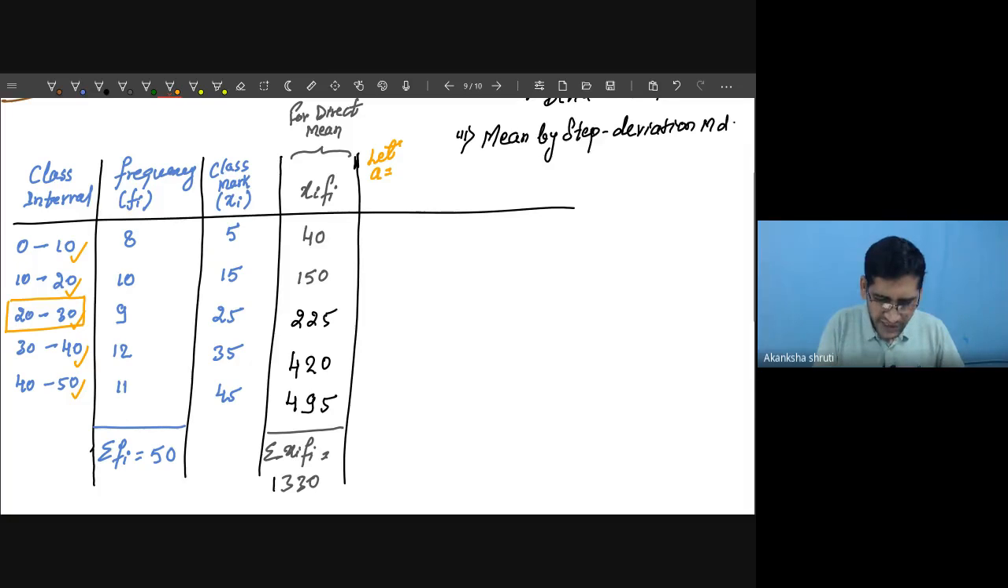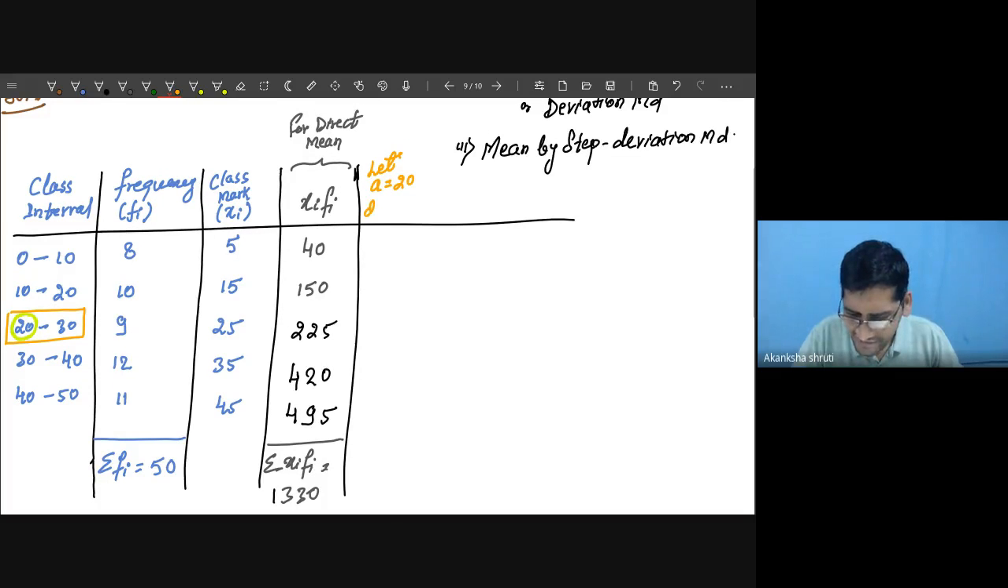Out of this 20 to 30, which number should be taken? You are free to choose either 20 or 30, but it is always advised to take this 20. Okay? So choose this 20. So first allocate the central class interval. In that, take the lower limit. So assumed mean A is equal to how much? Student? 20. Right at the top itself, let A equal 20.